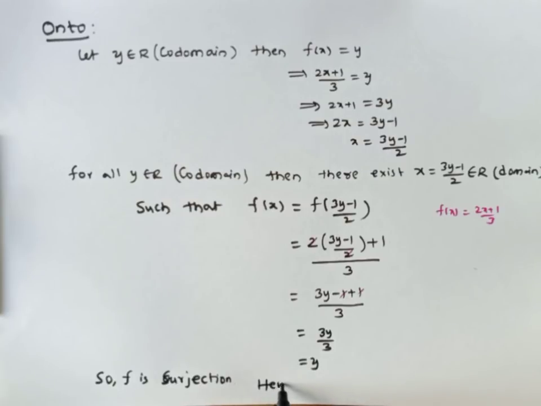Hence, the function f is a bijection since it is both one-one and onto, both injection and surjection. So these are the problems regarding one-one, onto and bijection using the mathematical definition. So we'll see the remaining problems in the next lecture from exercise 1A. Thank you.